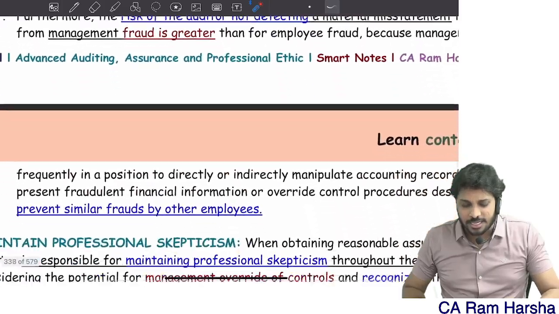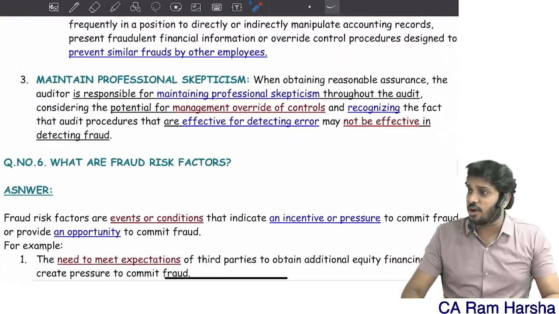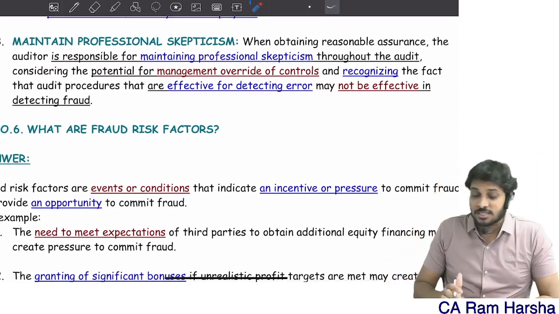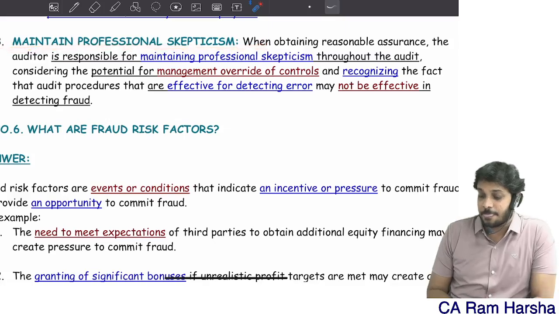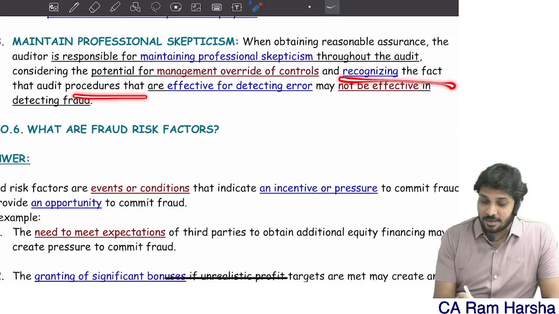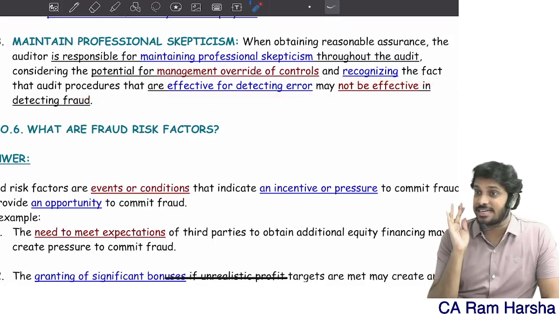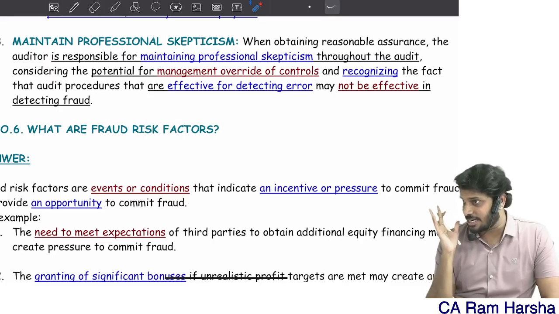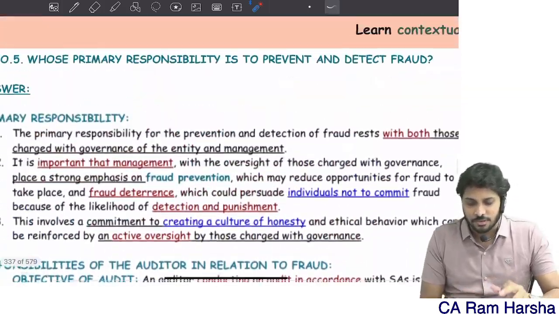So what is the responsibility of the auditor? What the standard says: considering all these factors, please maintain skepticism. Please maintain skepticism that recognizing a fraud is more difficult than recognizing an error. Remember, fraud detection is more difficult than error detection.